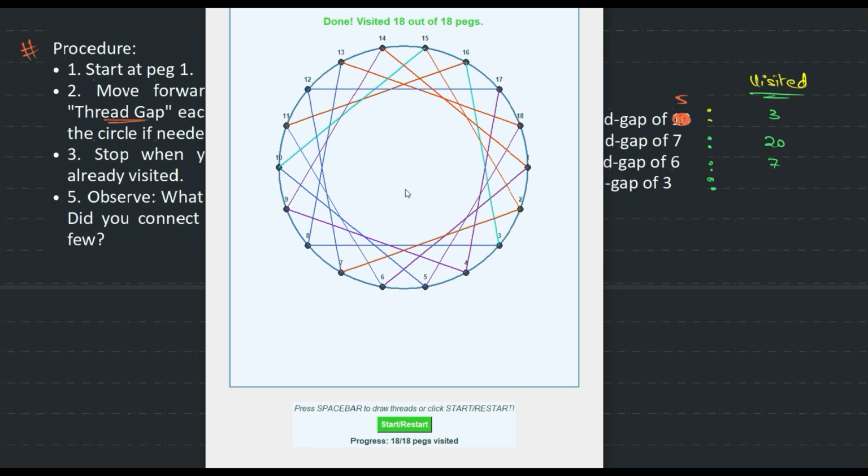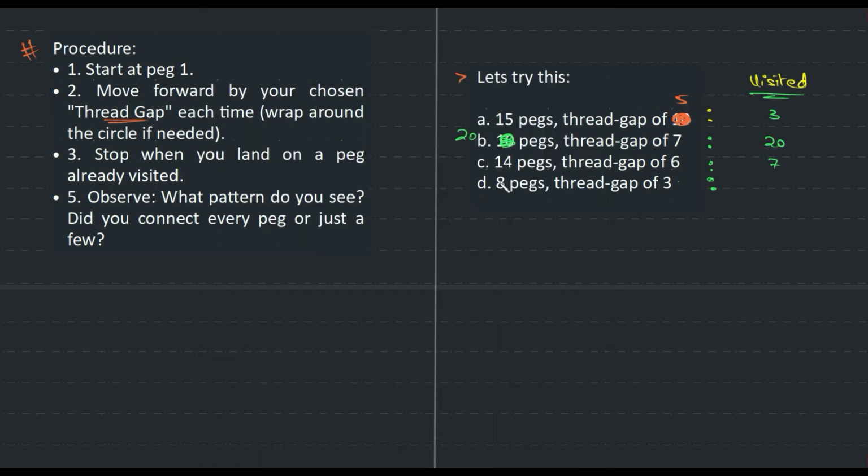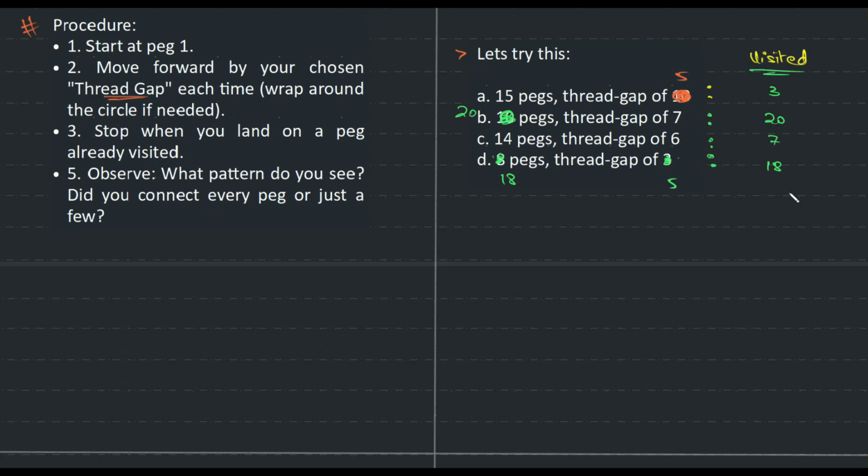And we are done. So we had what? 18 and 5, if I remember right. This is 18 and this is 5. So we were able to visit how many? All the 18. So guys, we have this set of numbers: 15 and 5, we were able to visit 3; 20 and 7, we were able to visit 20; 14 and 6, 7; 18 and 5, 18.